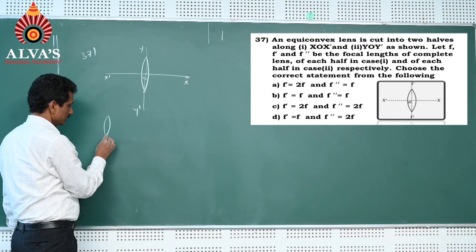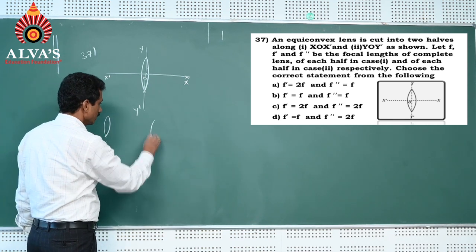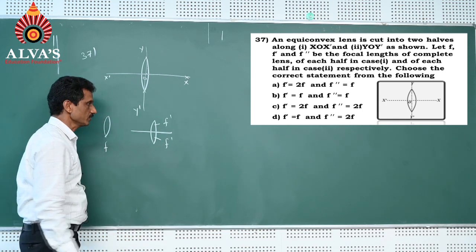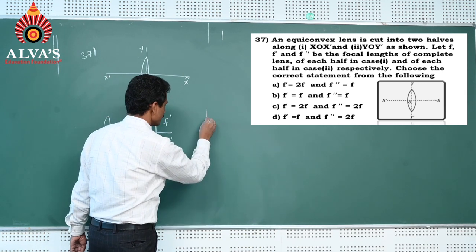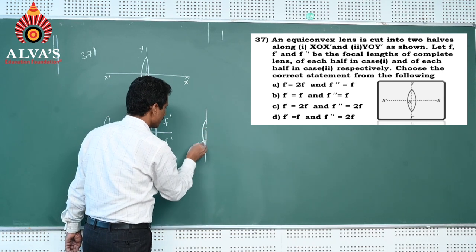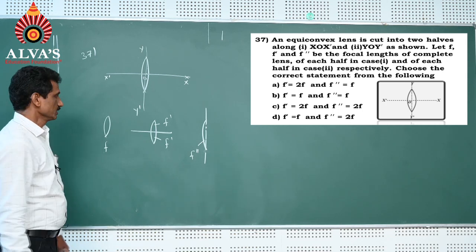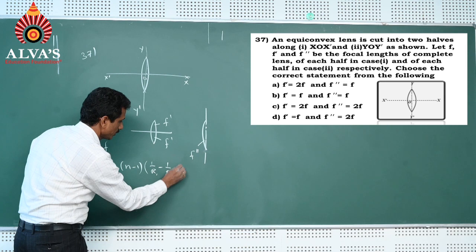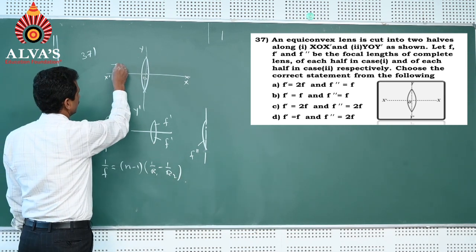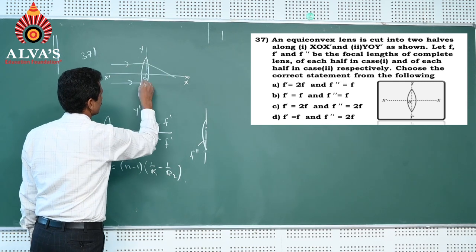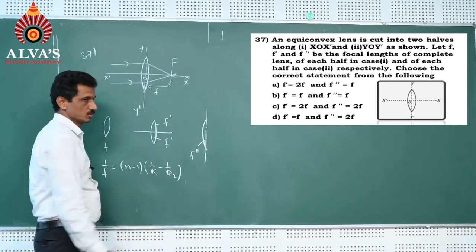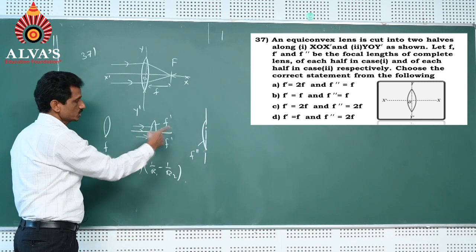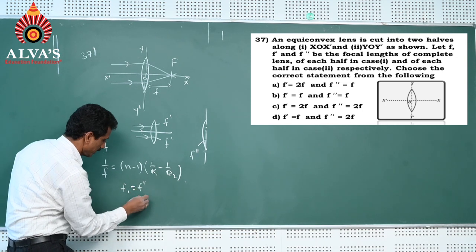The focal length of the lens is given as F. If you cut the lens along the x-axis like this, its focal length is F dash. If you cut the lens along the y direction like this, then its focal length is F double dash. You know lens maker's formula: 1 by F is n minus 1 into 1 by R1 minus 1 by R2. Suppose a parallel ray is incident on the lens like this, it will focus at the principal focus. This is nothing but the focal length. Therefore, for this portion of the lens, there is no change in the focal length, that is F is equal to F dash. This is the first part.